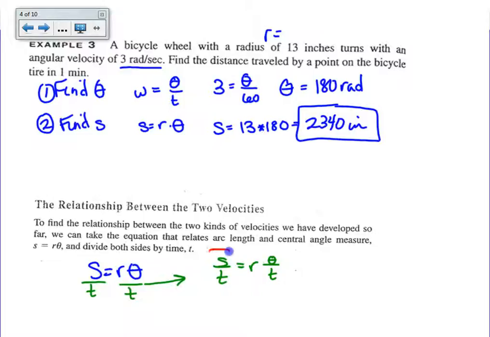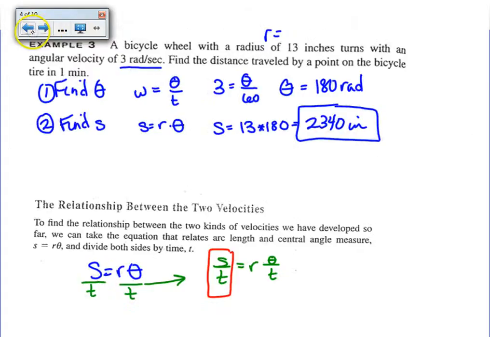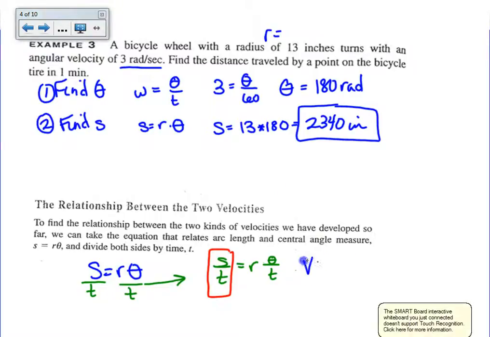Now think about equivalency here. s over t is the formula for velocity. If I go back right here, s over t is really linear velocity, excuse me. So I'm going to replace s over t with a v. Okay, v equals r, and then theta over t is really our angular velocity, omega. So this is another formula that we're going to be able to use.